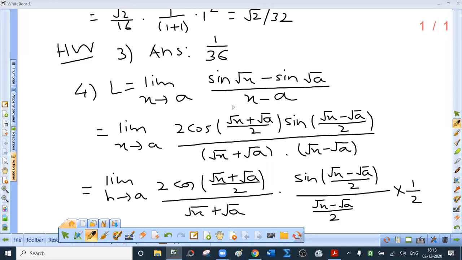Fourth one. Third is for homework. Answer is 1 by 36. If you want, we can discuss this in the next lecture. Let L be the limit.